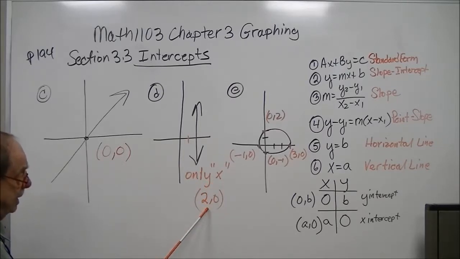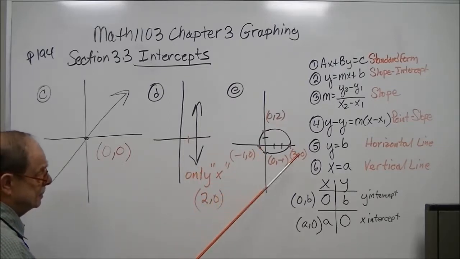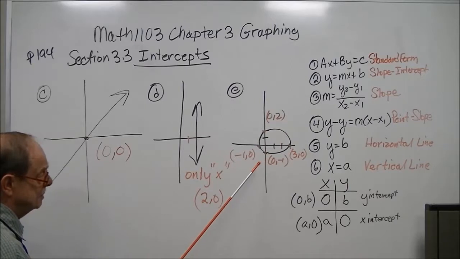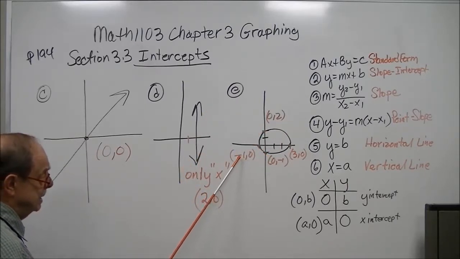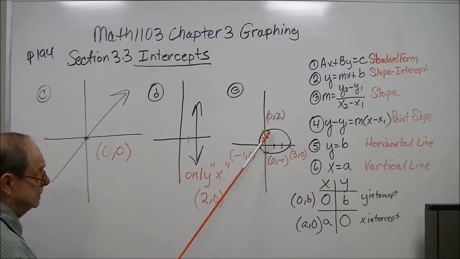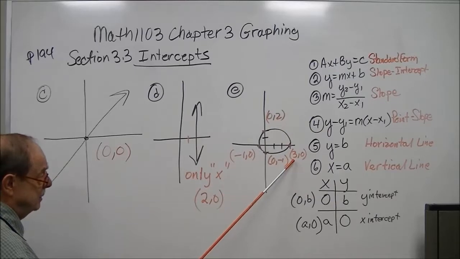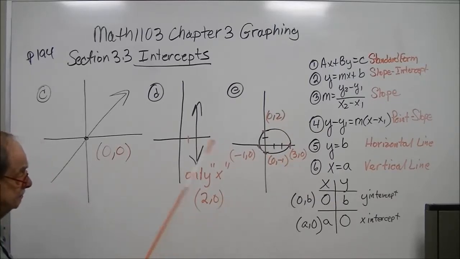So here, your x-intercept. When you have a circle or an oblong figure of some type, you pick out each point. Here it's a -1, 0. Here it's 0, -1. This is 0, 2. And this is 3, 0.